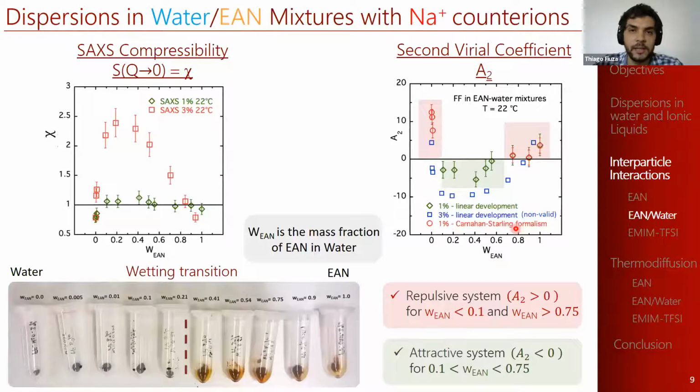In the case of the mixtures of water and EAN, we are only doing it with the sodium counterion. As you can see here, the compressibility is now non-monotonous, and we are observing this behavior as a function of A2. We see that we have 2 regimes, in which at the extremes, we have a repulsive system with A2 being positive, and in between, we have an attractive system with A2 being negative, as a function of the mass fraction of EAN in water. We also observe a wetting transition that occurs at around 21 and 41% of EAN, in which we can see here in the Eppendorfs, we have a difference in the wetting.